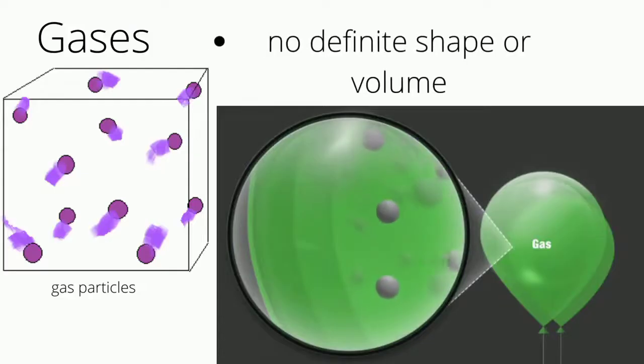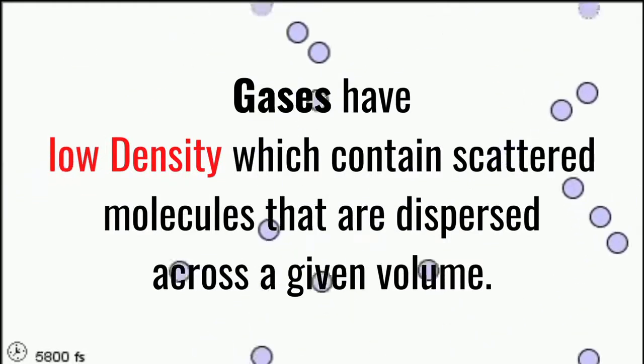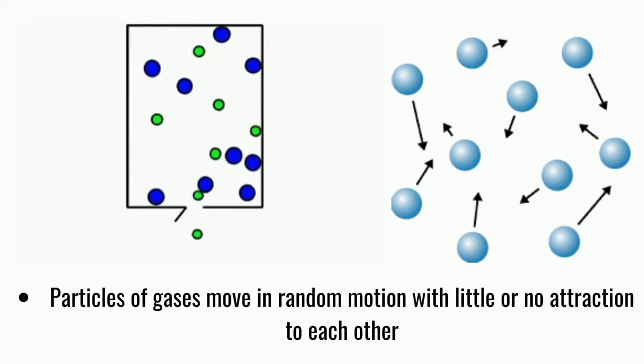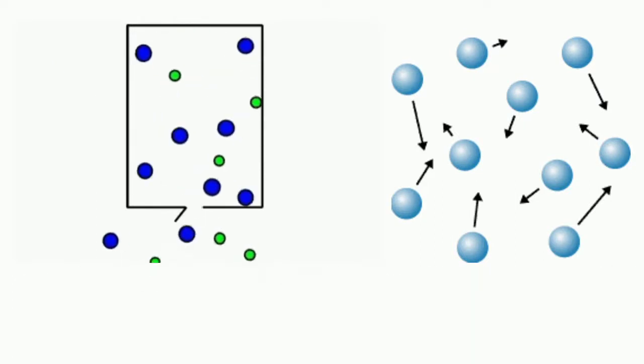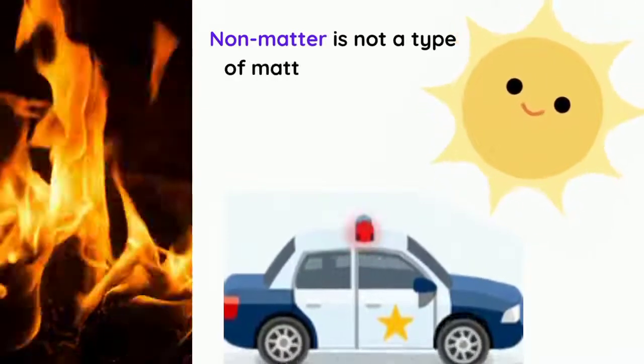Gases have no definite shape or volume. Gas is the state in which matter expands to occupy the volume and shape of its container. Gases have low density, which contain scattered molecules that are dispersed across a given volume. Particles of gases move in random motion with little or no attraction to each other. Gases are highly compressible.